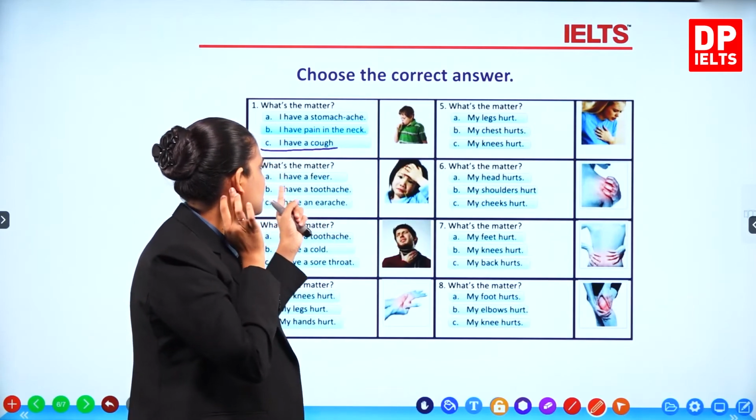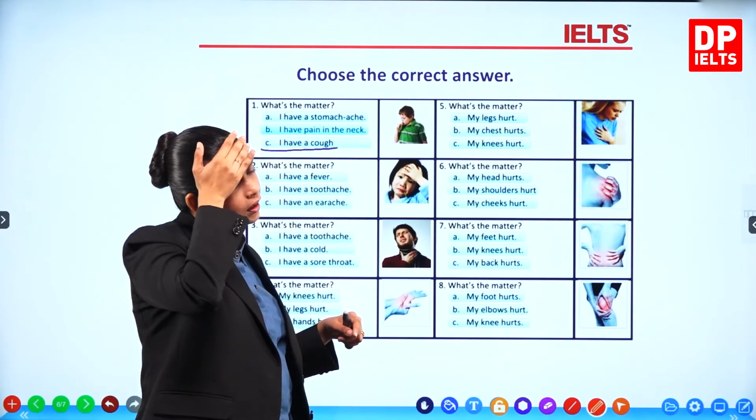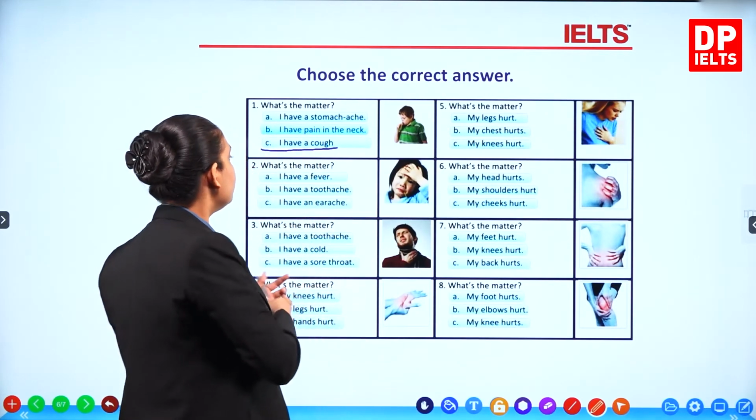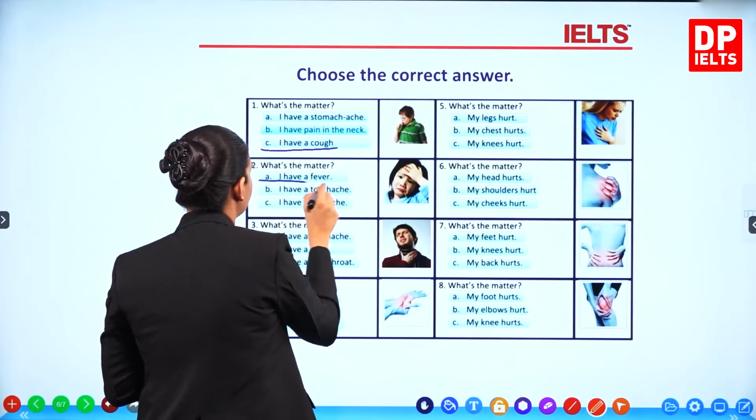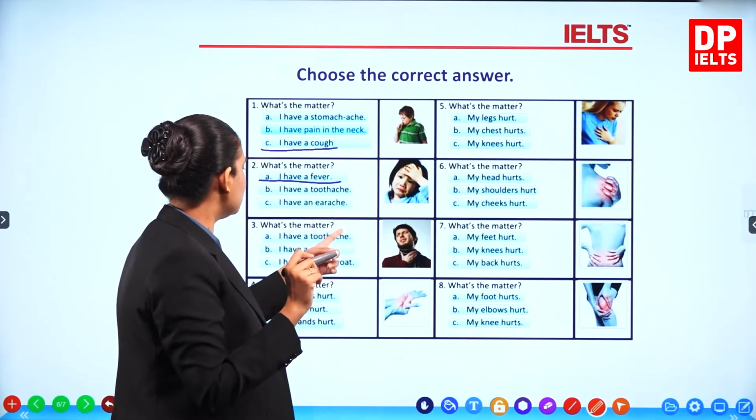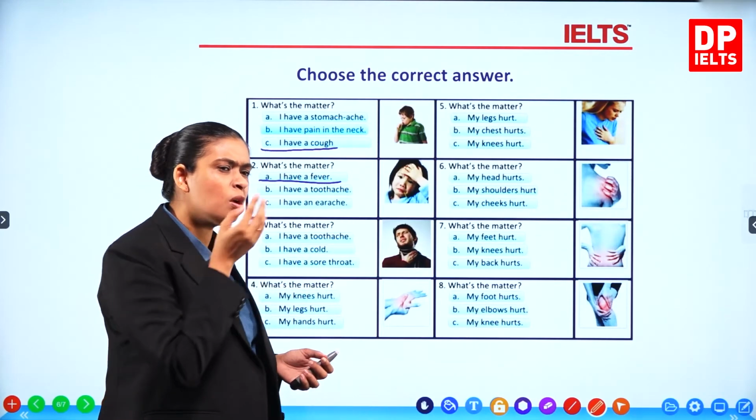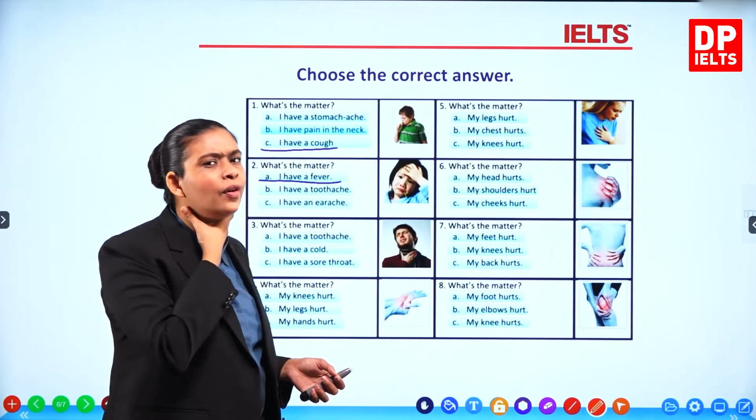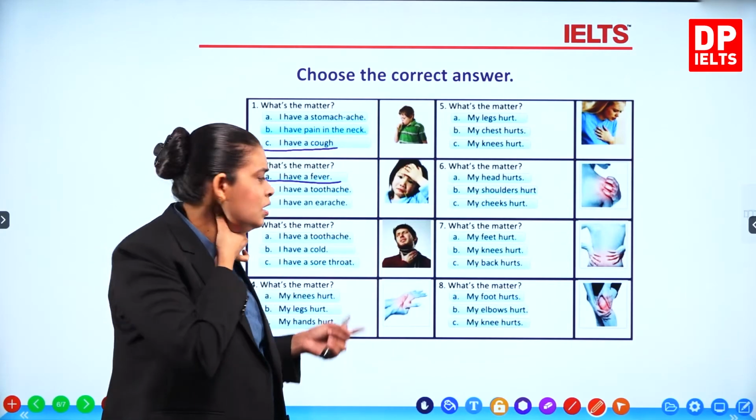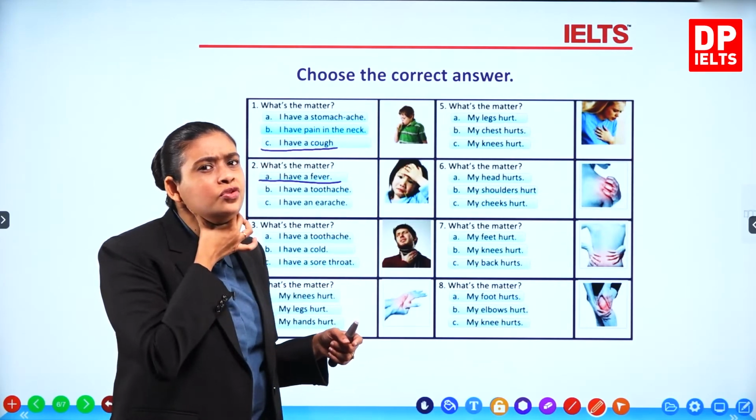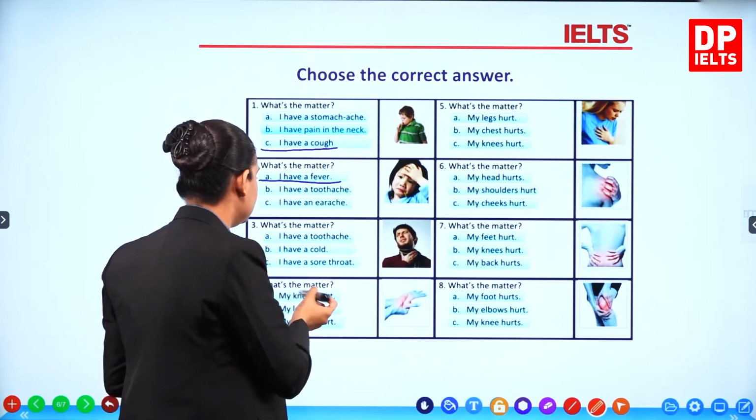So what is this? What's the matter? I have fever. What's the matter? Toothache, cold. I have a sore throat, right?